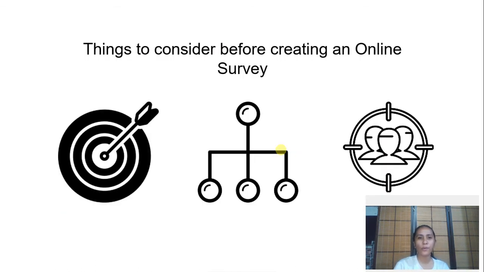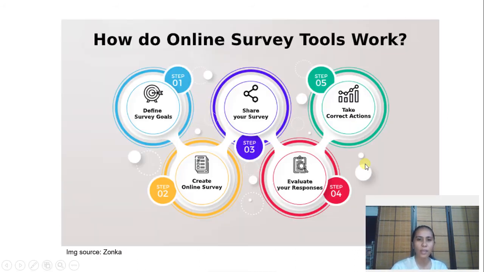So now that you have identified your purpose, the structure, and your respondents, you are now going to make your online survey. So these are the basic steps of how online survey tools work. Usually, for example, if you're using Google Form or Microsoft Form, how do these online survey tools work? So the first step is, again, you define survey goals.